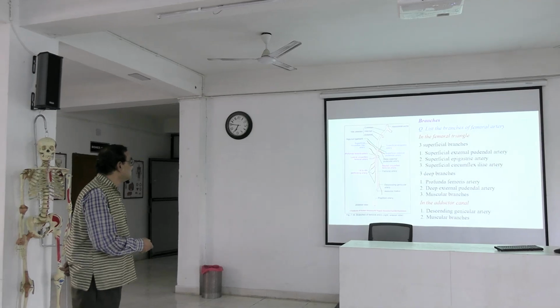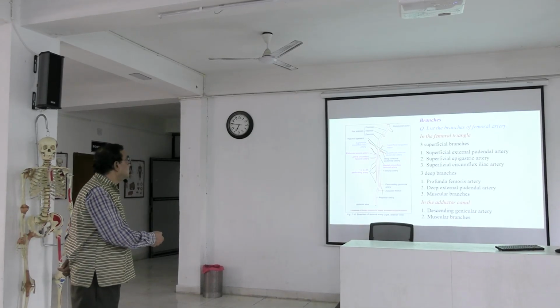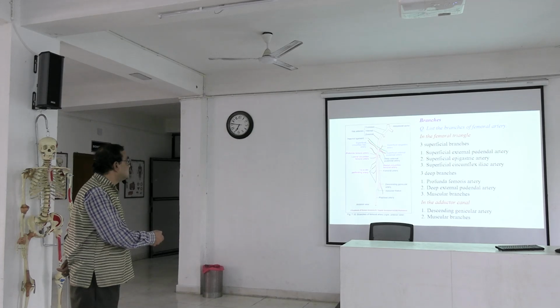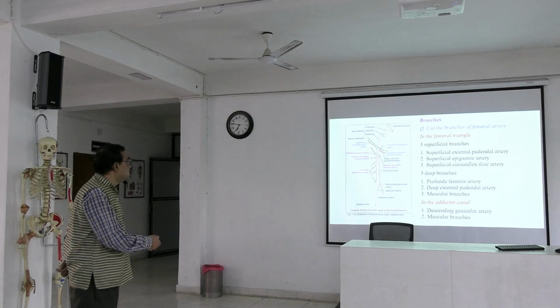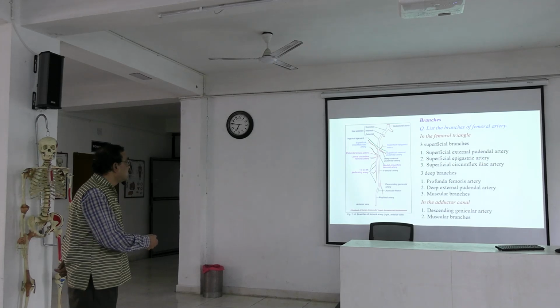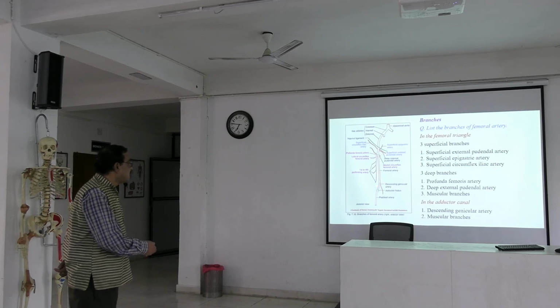So diagrammatically, we can see there are branches of the femoral artery. One is the superficial circumflex iliac, superficial epigastric, superficial and deep external pudendal artery, and another is the profunda femoris artery. And the last branch is the descending genicular artery, and this is the opening in the adductor magnus, which is called the adductor hiatus, and it becomes the popliteal artery.